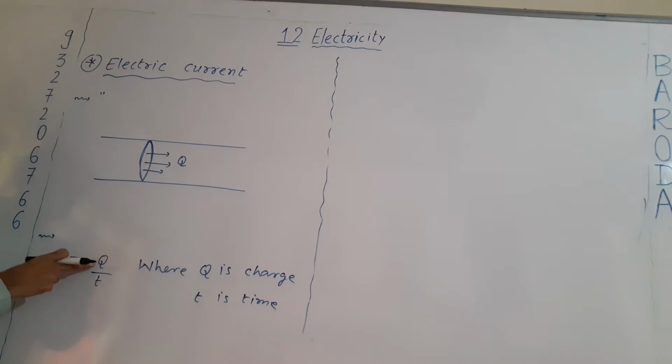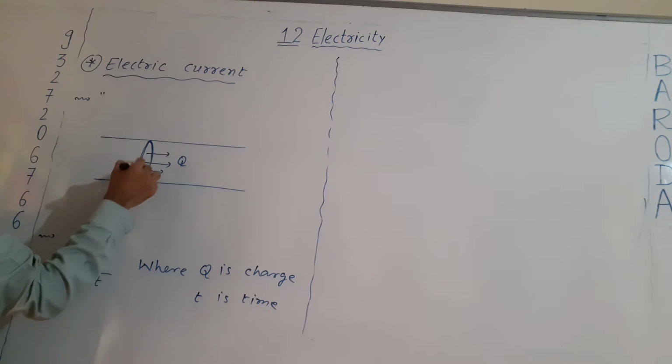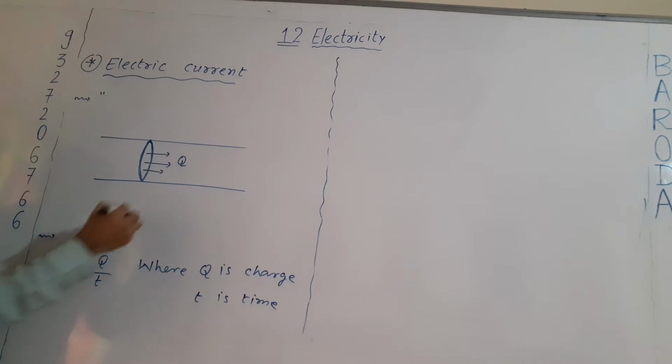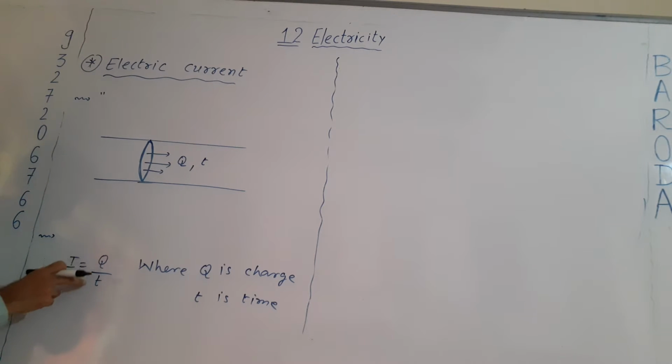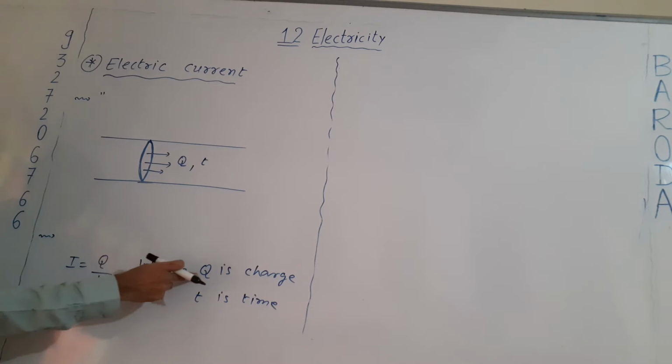If Q charge flows through this cross section in time t, then the electric current flowing through this conductor is I equals Q by T, where Q is charge and T is time.